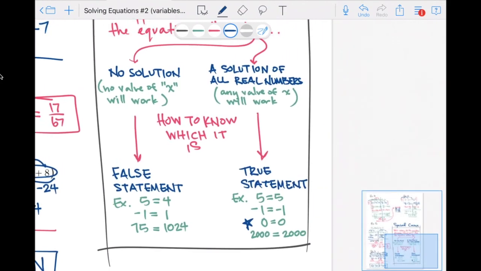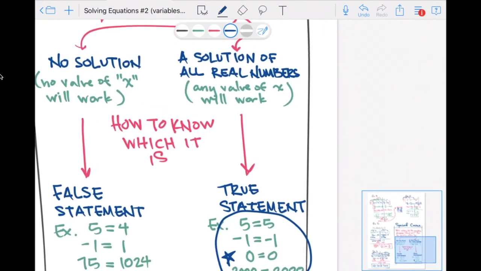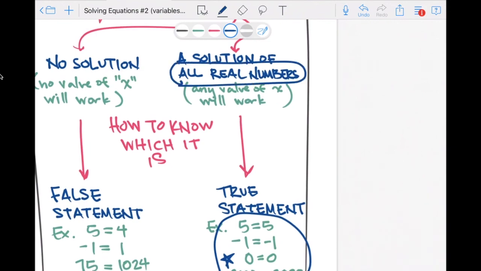So therefore, if you see statements like this at the end of your equation, what you need to say is that the solution is all real numbers. That means that you can pick any number you want to for x, and it's going to work when you plug it into the equation.